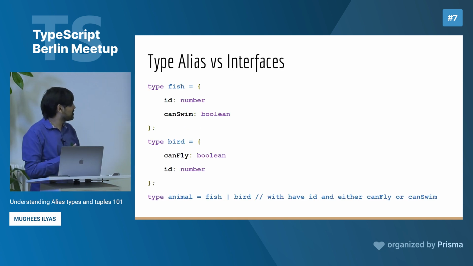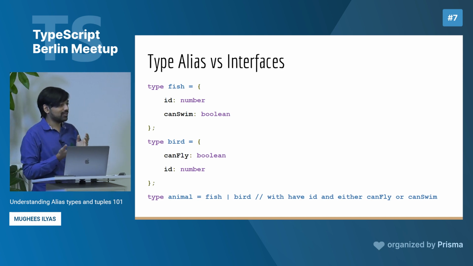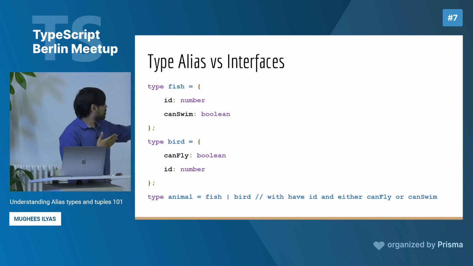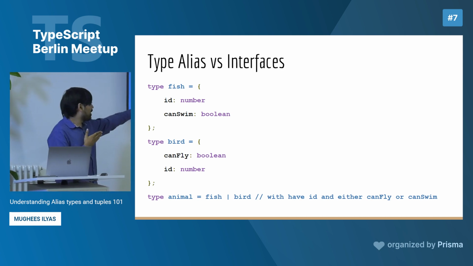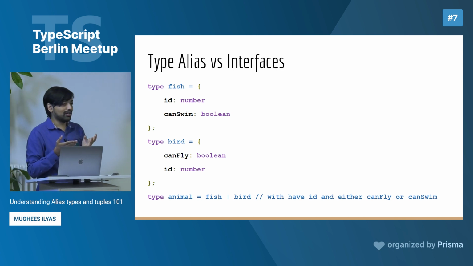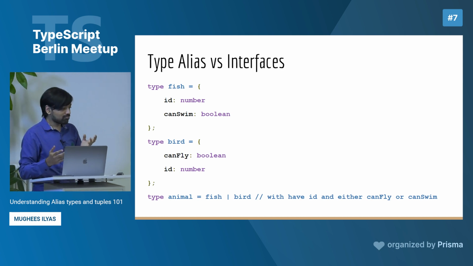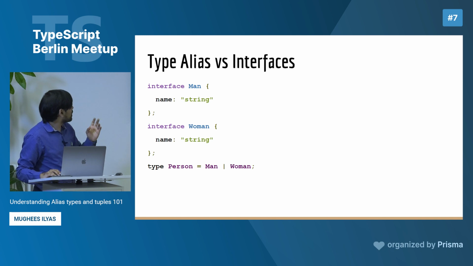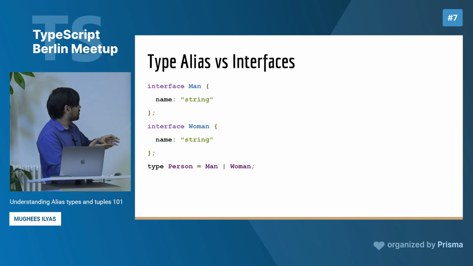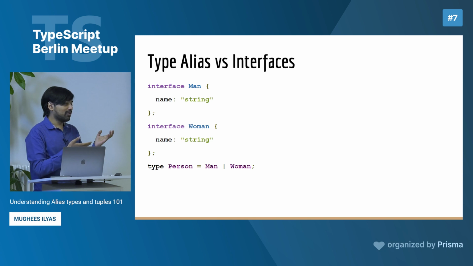The first thing is the OR operator, or the union operator. If you have two types, you can use this OR operator to say that my animal will either be a fish or a bird. And this is the sort of functionality that interfaces don't have right now. Also, if you want to do a union type on interfaces, you will have to do it using a type alias.